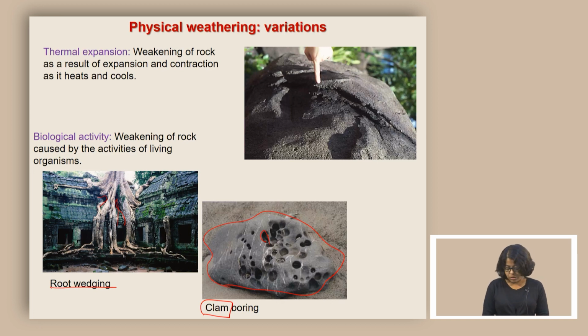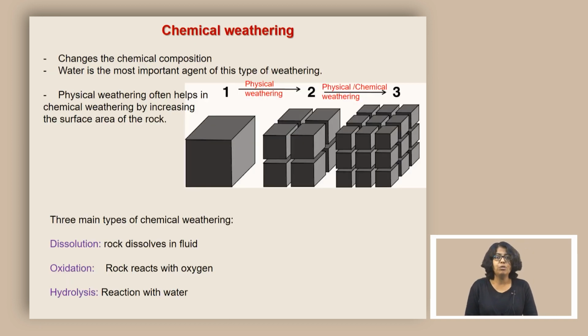Now, so far we talked about weathering in terms of physical weathering, but chemical weathering is almost equally important when it comes to the generation of sediments. It primarily depends on change in the chemical composition, and water is the most important agent of this kind of weathering. Physical weathering and chemical weathering are not completely separated in terms of their processes, because one actually helps the other. Especially, physical weathering often helps chemical weathering. Let us try to understand why that would be so.